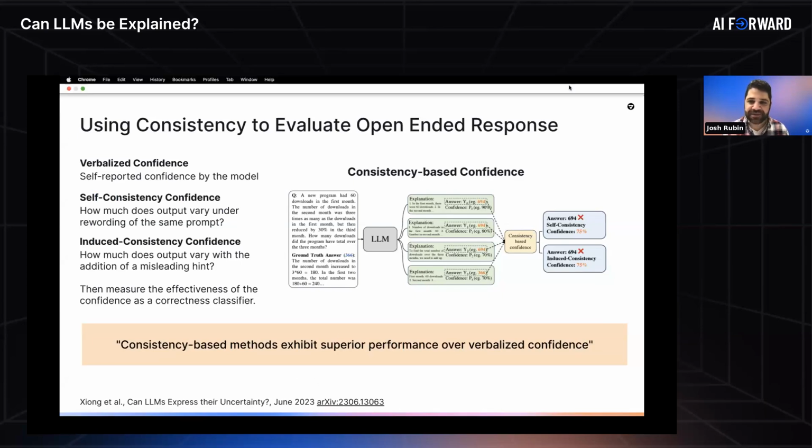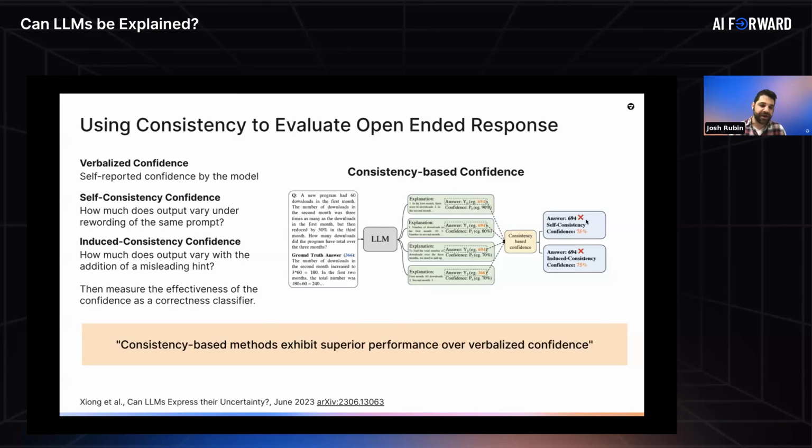Here's one that's described in this recent paper by Xiong from June of this year. This has been an amazing year. They look at consistency-based confidence. Basically they define self-consistency confidence: how much does a model's output vary if you just reword the same prompt? Same meaning on the input side, how much variability is there in the output? And can you use that to measure whether the model is rooted in some solid knowledge or whether it's just making stuff up? The hypothesis is that if it's making stuff up, there's going to be a lot more variability in its output.